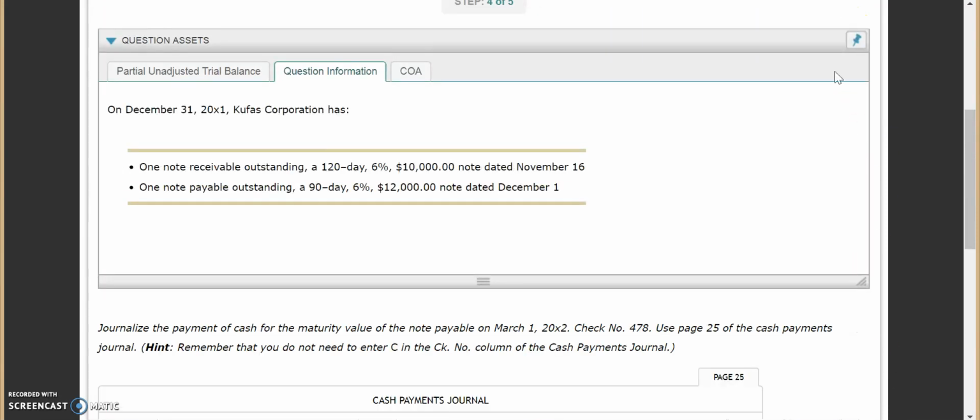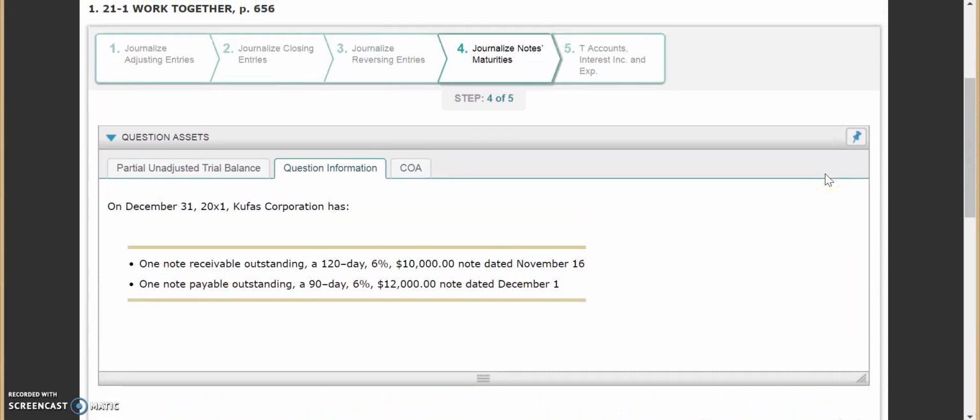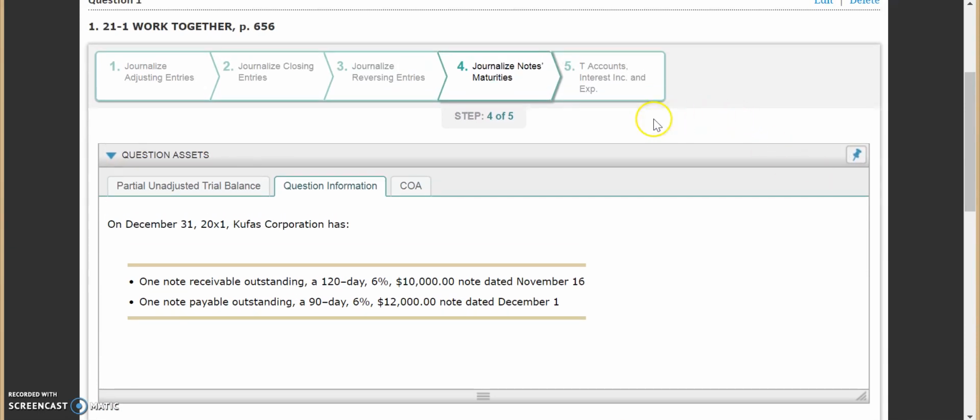So now what they're going to have us do is actually go on to step 5 and take a look at our T accounts and see how our accruals with our reversing entries are affected. Now that's going to be on the next video just because I'm running out of time here on our free video recorder. So you can head over to the next video to finish up step 5.